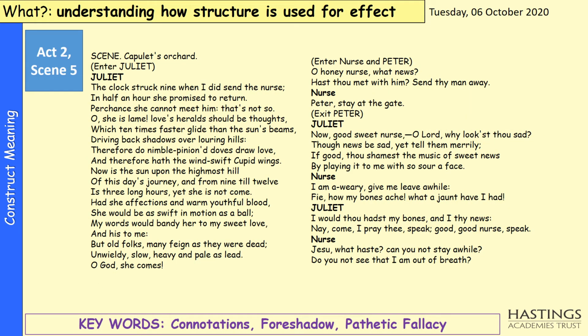In this scene, the nurse has obviously just been to Romeo and found out that he is planning on marrying Juliet. So this scene is the nurse telling Juliet about the plan, about the marriage. It starts off with Juliet on her own in Capulet's orchard, and she's talking to herself about how impatient she is, waiting for the nurse to return with the news from Romeo.